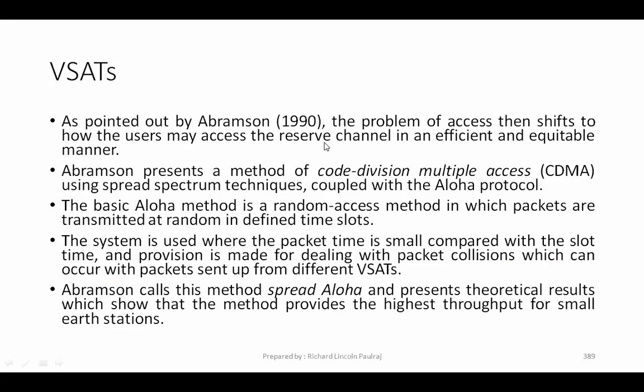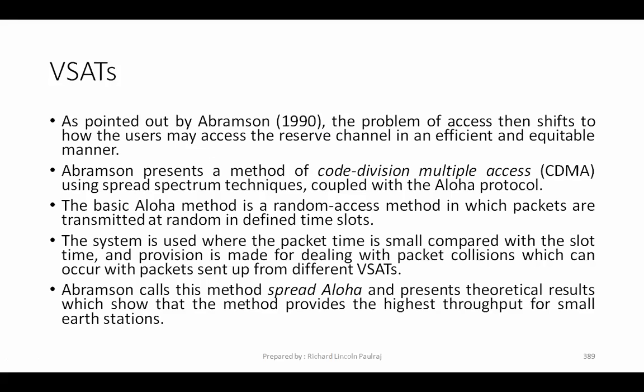As pointed out in 1990 by Abramson, the problem of access then shifts to how users may access the reserve channel in an efficient way. So that is our challenge, right? To utilize the channel in a more efficient way. If we cannot utilize it, then it's going to be a wastage of resources. So in order to make the best use of the resources available, we go ahead with the FDMA technique.